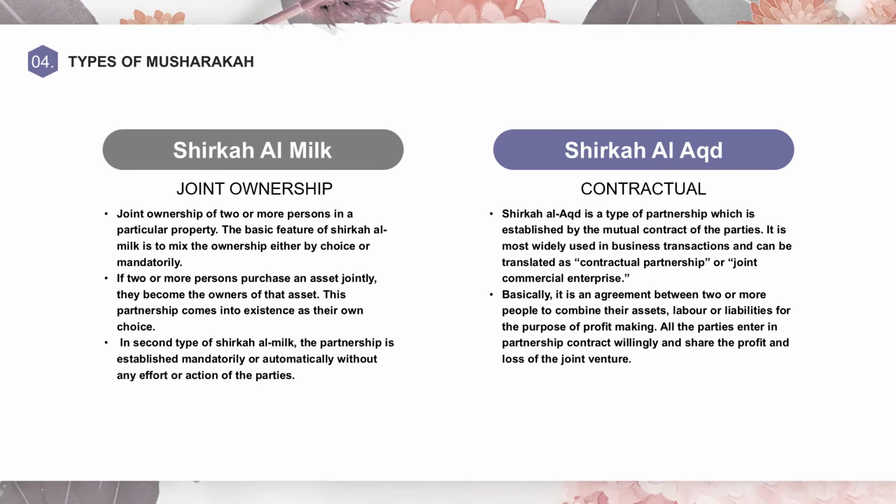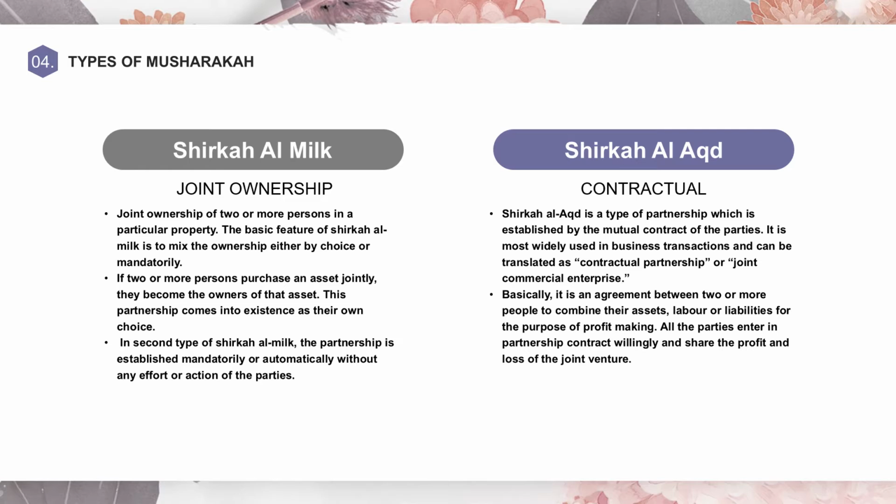In the second type of Shirkah al-Milk, the partnership is established mandatorily or automatically, without any effort or action of both parties. For example, if a person dies, all his heirs become the new owners of his property. They become the joint owners through the law of inheritance without any effort or action. So it will basically be the heirs' property.